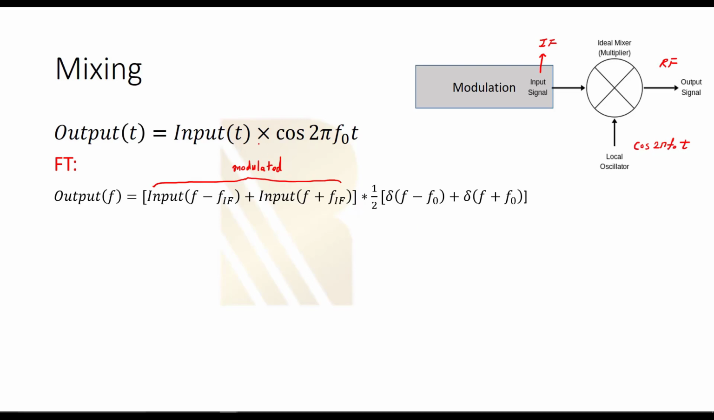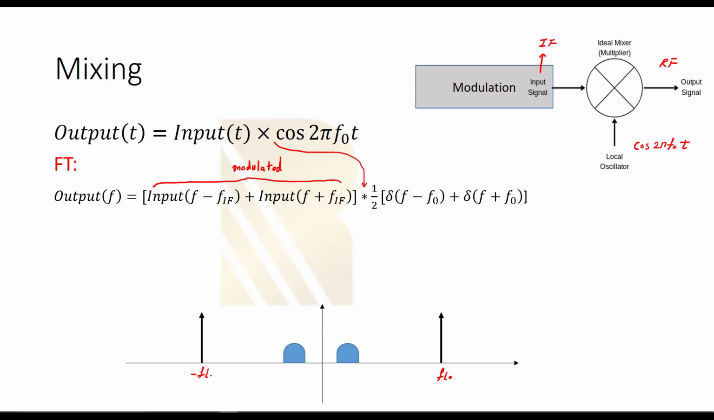We use our mixer, so we have to multiply this by cosine, and in the Fourier transform, it changes to convolution. We found this previously. It's the Fourier transform of cosine. Let's see what we have at the output. So this is our input, okay? And as you see, these are the frequency spectrum of the carrier. We said this should be FLO, and this should be minus FLO.